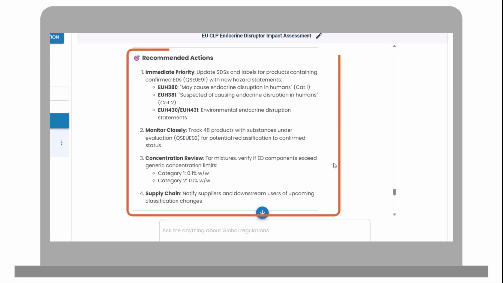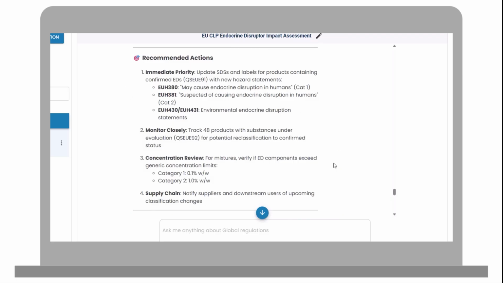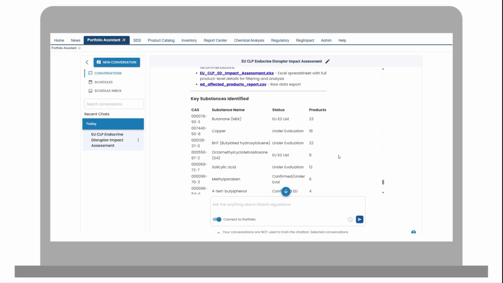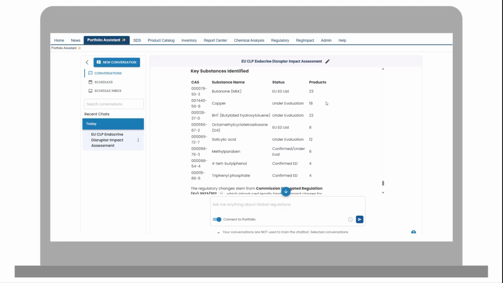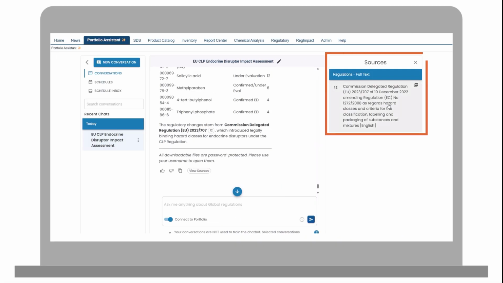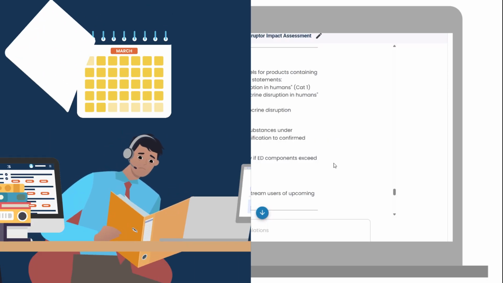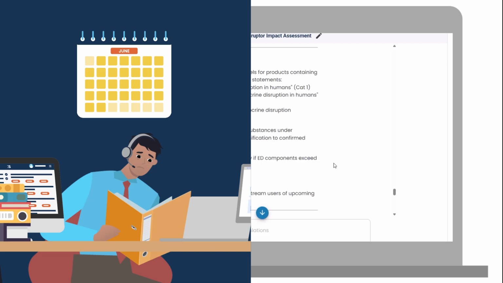Then, it organizes follow-up actions, prioritizing what to do next, enabling the team to focus on the highest priority compliance risks first. Clear, actionable guidance is provided as well, including safety data sheet labeling, or SDS updates, and any limitations in the analysis, so the next steps are clear. Products with confirmed endocrine disruptor matches are identified alongside supporting regulatory citations, each linked to the original source document for full traceability.